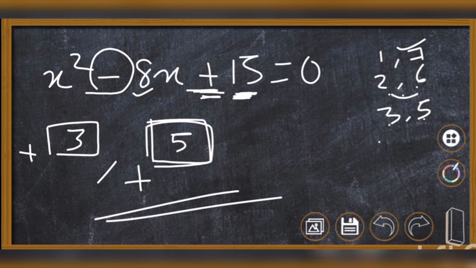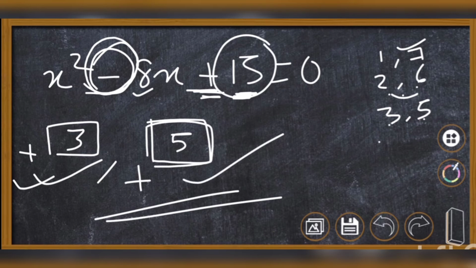Actually, see the sign of the coefficients c and b. Okay, here the sign of b is negative, so the opposite sign will be the sign of the roots, that is plus and plus. Here plus 3 and plus 5. Okay, the sign of c determines whether the roots have the same sign.